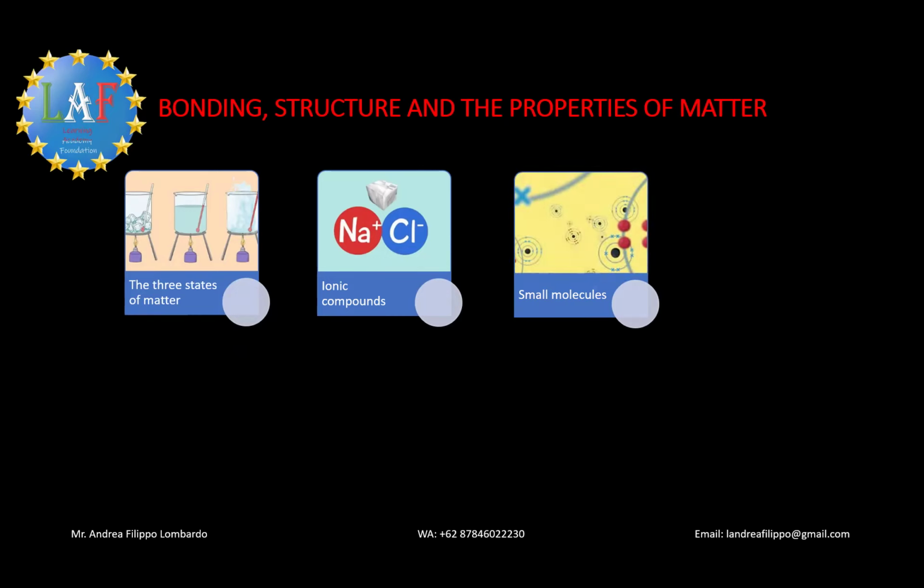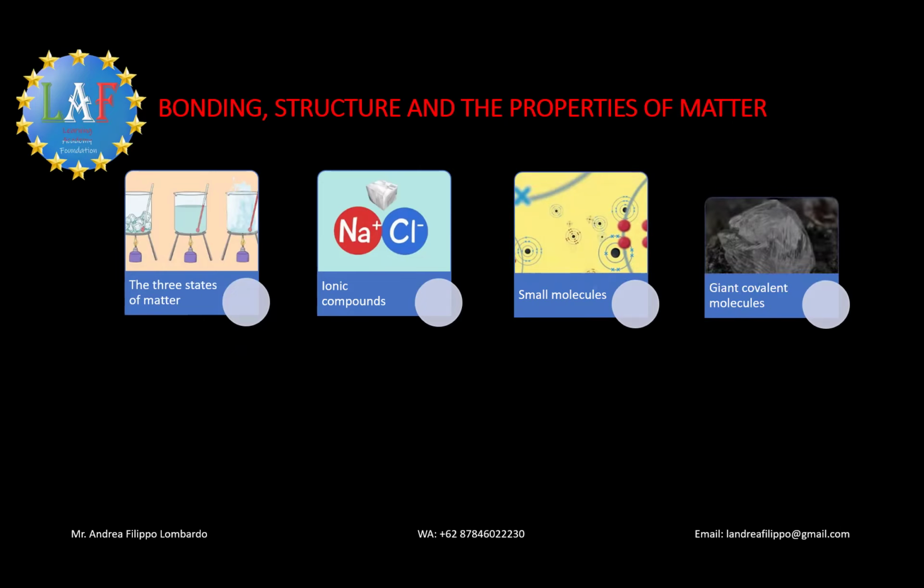A covalent bond is a shared pair of electrons. Covalent bonding forms molecules. Substances with small molecules have low melting and boiling points and do not conduct electricity. Giant covalent substances have many atoms joined together by covalent bonds. Diamond, graphite, and graphene are forms of carbon with different giant covalent structures.